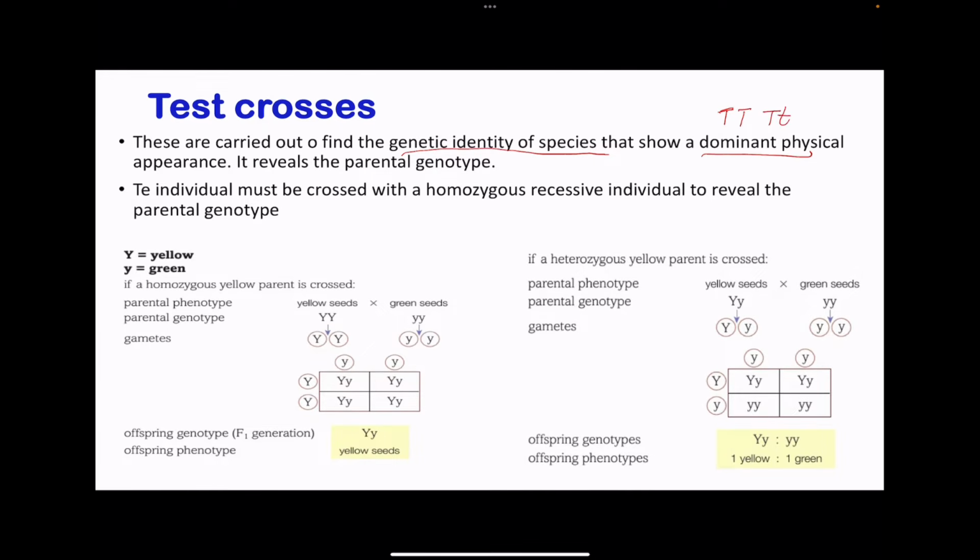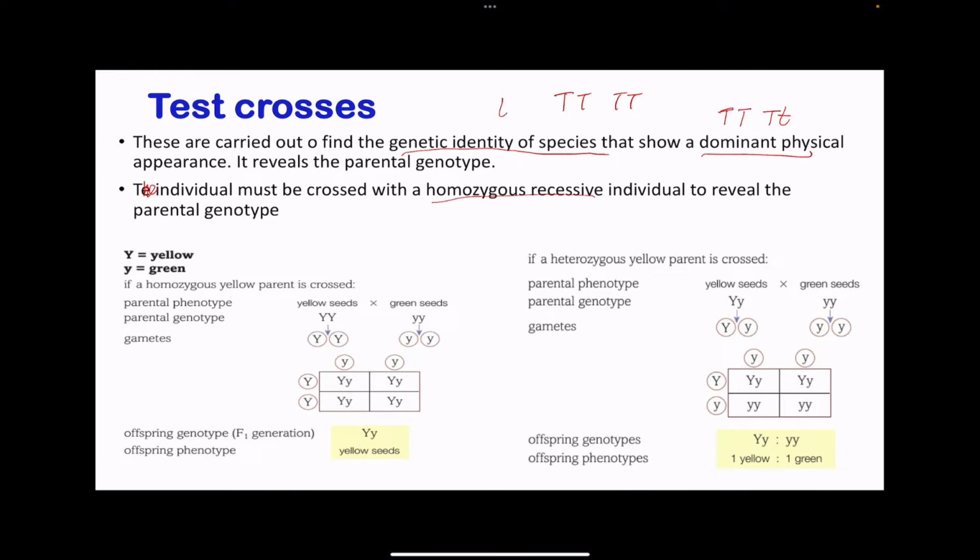We want to find out if they're heterozygous or homozygous. So we carry out genetic crosses in order to identify the genotype of the parents. To do that, the individuals must be crossed with a homozygous recessive one, because there is a possibility that they are all capital T, and then it means we cannot be able to identify that.